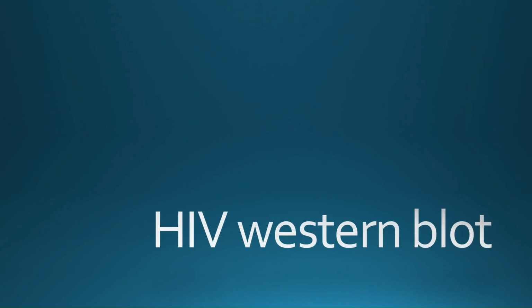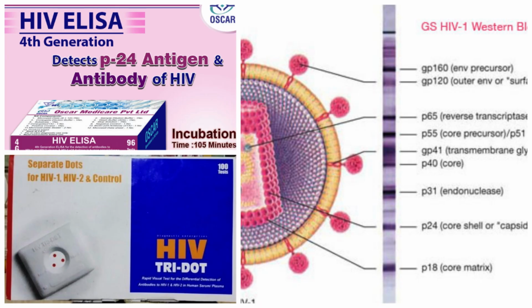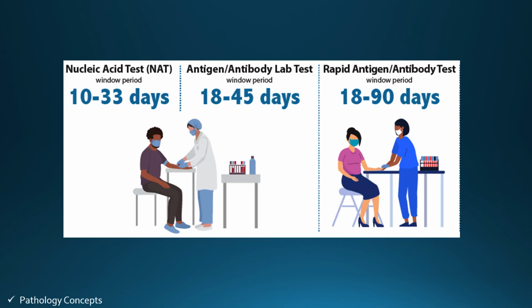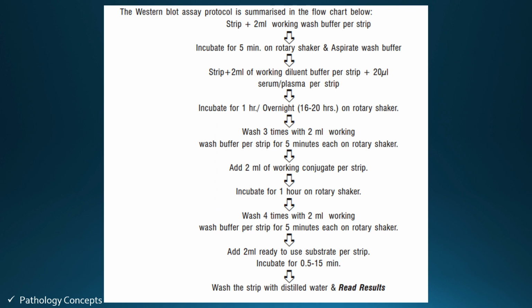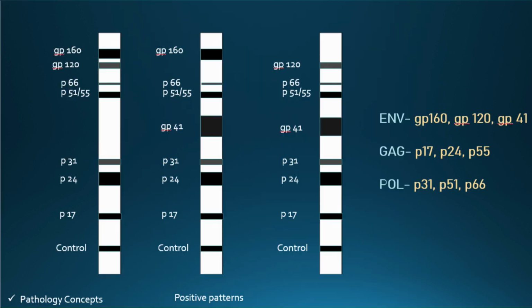Hello and welcome everyone. Today our topic of discussion is HIV Western blot. In this video we are learning about what are the different tests that are available to detect HIV, what are the different window periods for each of the tests, how the Western blot strip is made up by SDS-PAGE electrophoresis, how to do a procedure of HIV Western blot, and how to interpret the result.